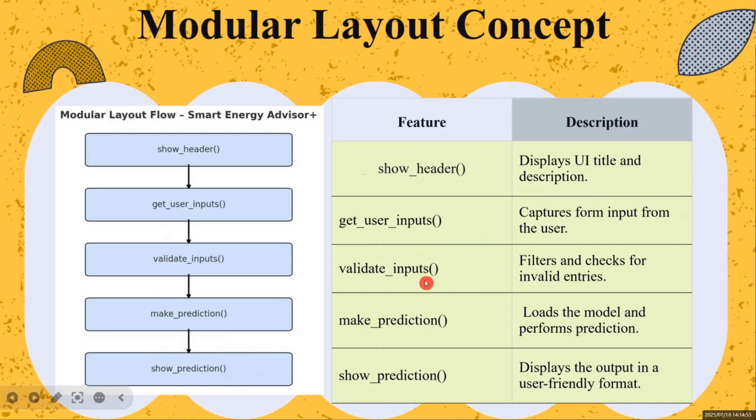Now we are also going to validate the input. For instance, if you register using a username and password, we are going to verify when you want to log in whether it matches. If it matches, the system is going to move to the next page. Otherwise, it's going to report that this is invalid. Then make prediction loads the model and performs prediction. And lastly, the show prediction function is going to display the attribute in a user-friendly format.